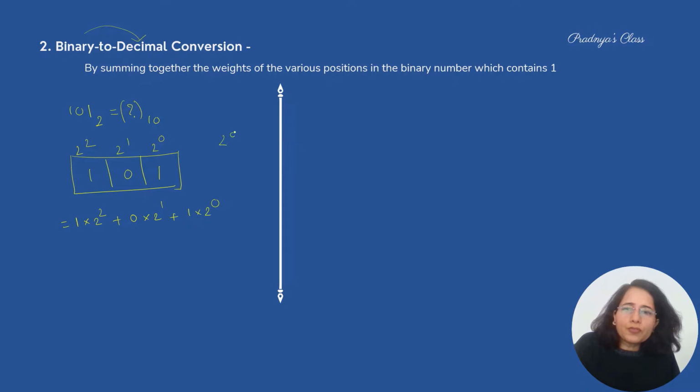So you know 2 raised to power 0 will become 1. So let's not solve for multiplication with 0. It will be 4 and it will be 1. So you got 5. So ultimately we got this decimal number.